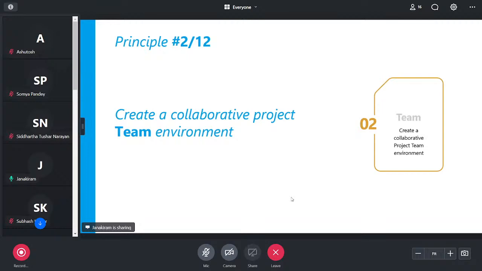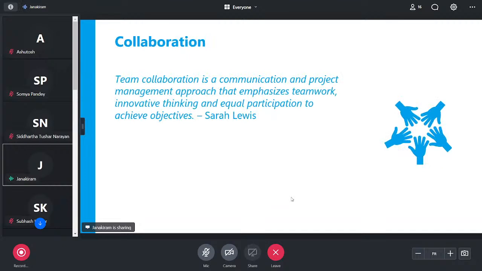The second principle says create a collaborative project team environment. What is collaboration? Team collaboration is a communication and project management approach that emphasizes teamwork, innovative thinking, and equal participation to achieve objectives. The last line is very important. Why do we collaborate? Because we want to achieve the objectives in the most efficient manner. And in the process, we are innovative and we have equal participation. That is the reason we have this principle that teams must be collaborative and a project manager needs to ensure that.